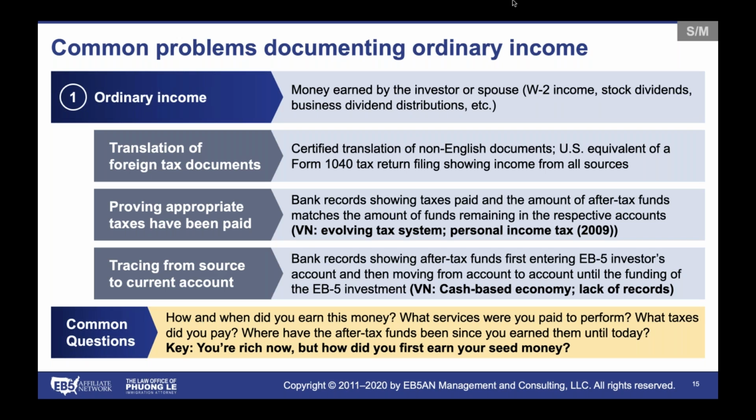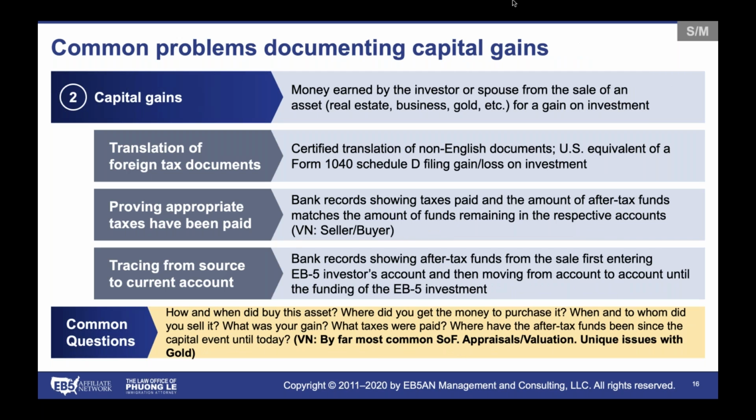On the next slide, we'll cover capital gains. So with capital gains, this, as I mentioned before, could be real estate, but quite often this is also stock investments, business growth, and the sale of a business. Anything that under U.S. taxation you would think of as a capital gain could qualify for this category. And this is a very common method that investors use to show their source of funds.